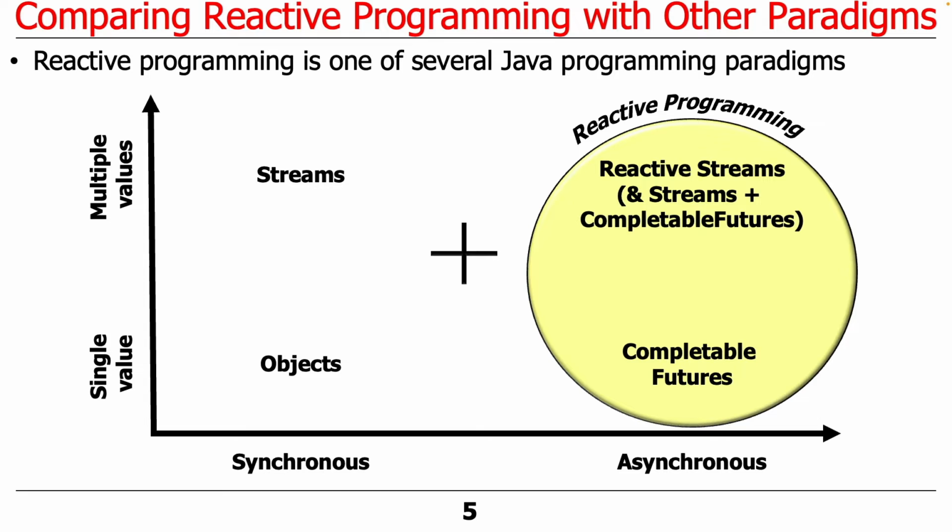So here's a diagram that will allow us to do an apples-to-apples comparison between different programming paradigms in Java. And the axes on this fourfold table are whether or not the focus is on synchronous or asynchronous programming, and whether or not the paradigm or the approach focuses on single-valued results versus multiple-value results. So those are the two dimensions. And then across that, I've shown how various paradigms map onto it.